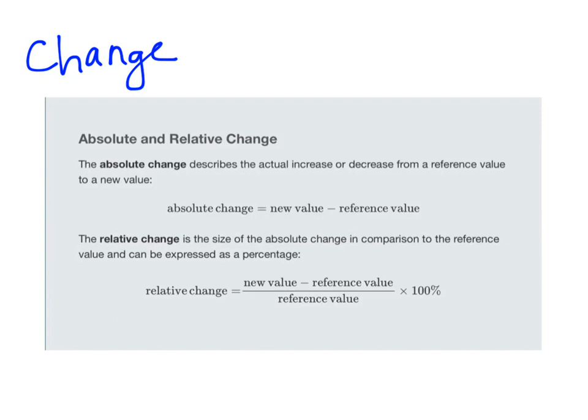But relative change, this is the one that we can describe using percentages. And this is a comparison between the absolute change and the original reference value. Right, so you'll notice in this equation for relative change, the numerator of this fraction is new value minus reference value. And if you look back up, that's just absolute change. All right, and then we're comparing that to the reference value, so that's why we're writing a fraction, and then multiplying by 100% to write this as a percent.